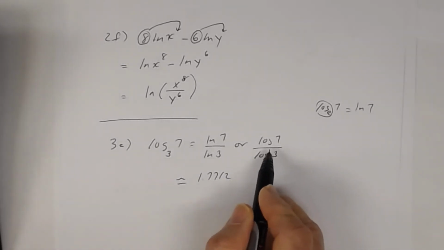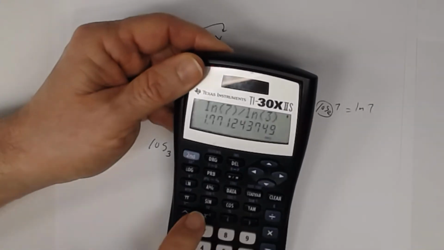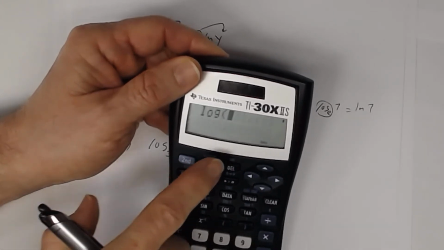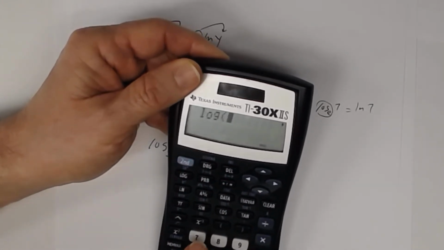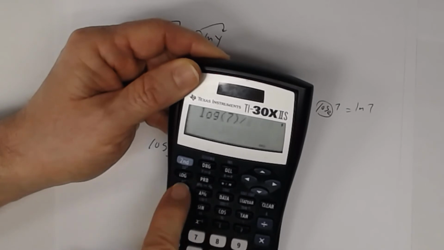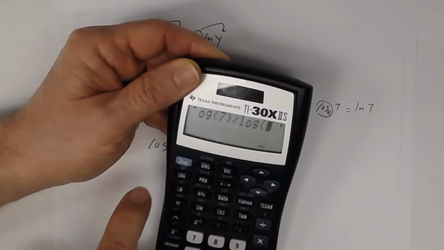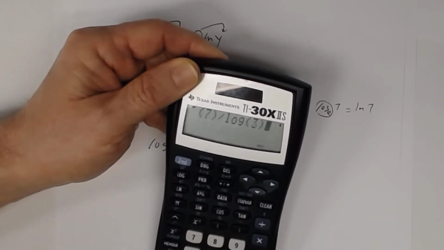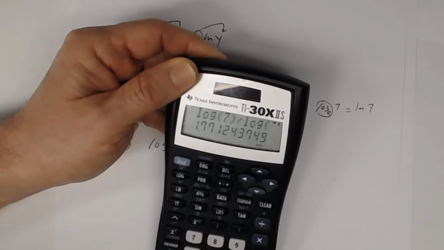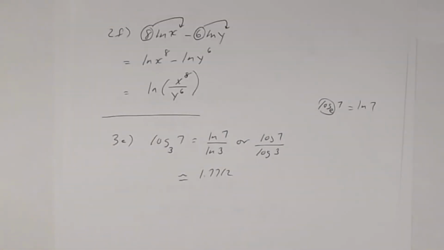If you had done this one, you will get the same thing. See, I press log, so that's base 10 right there. Log of 7, close the parentheses, divided by the log of 3, close the parentheses, and you get the same thing. Okay? All right, B.